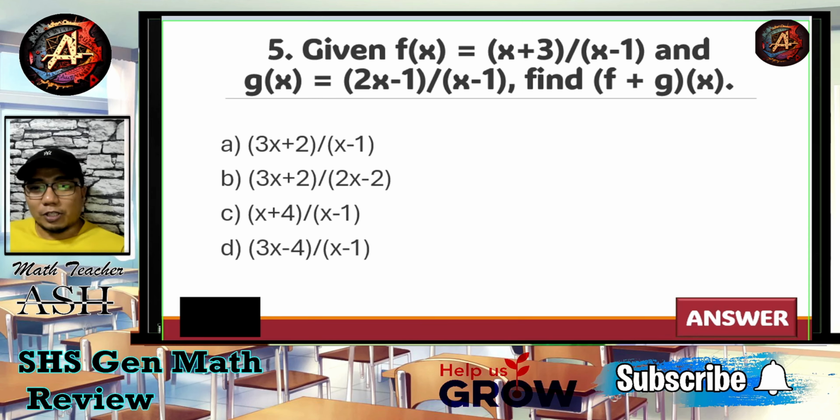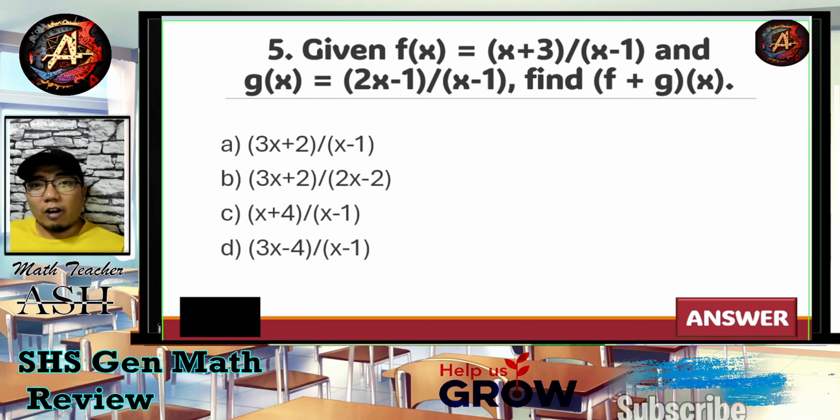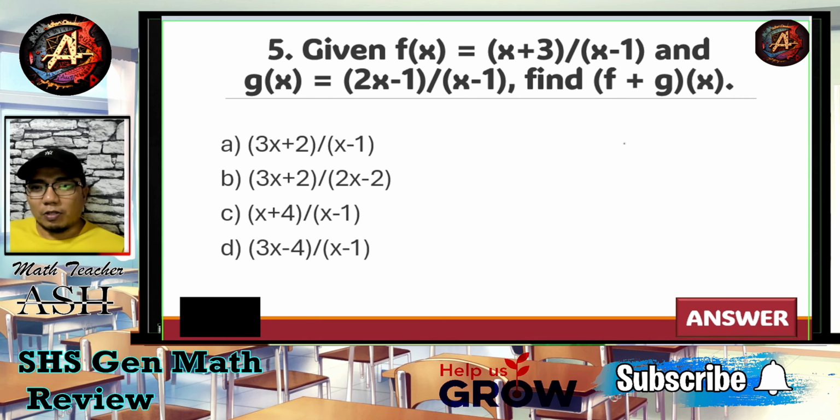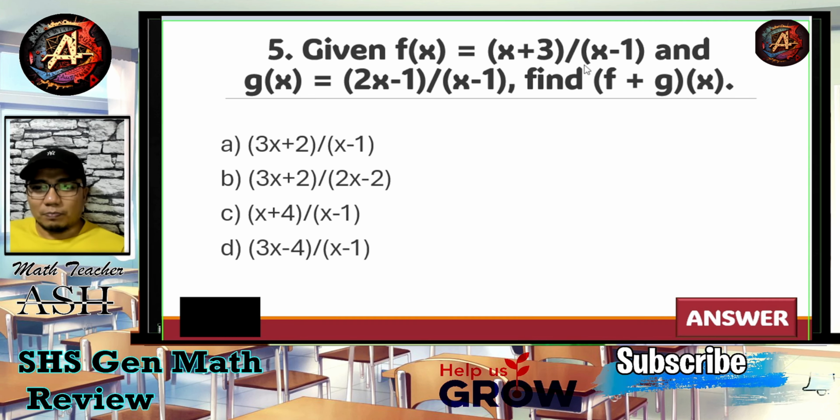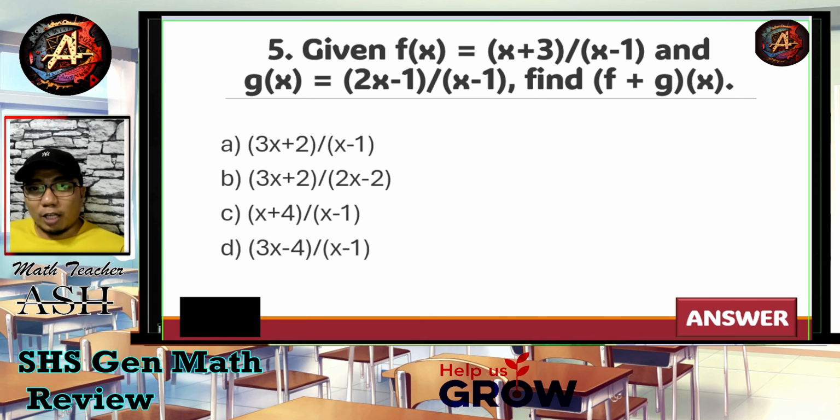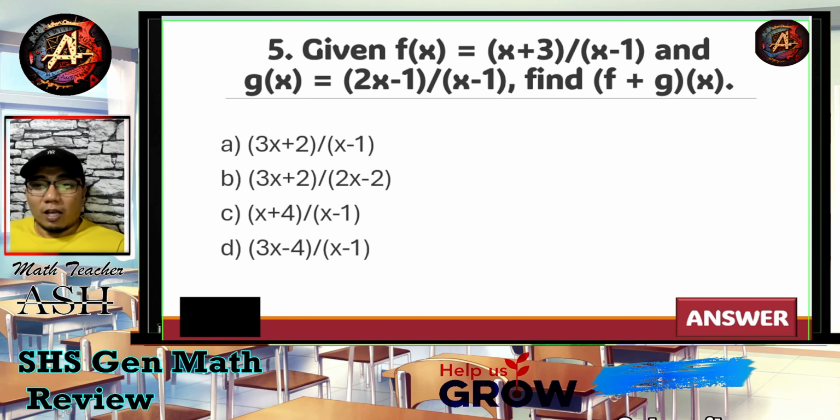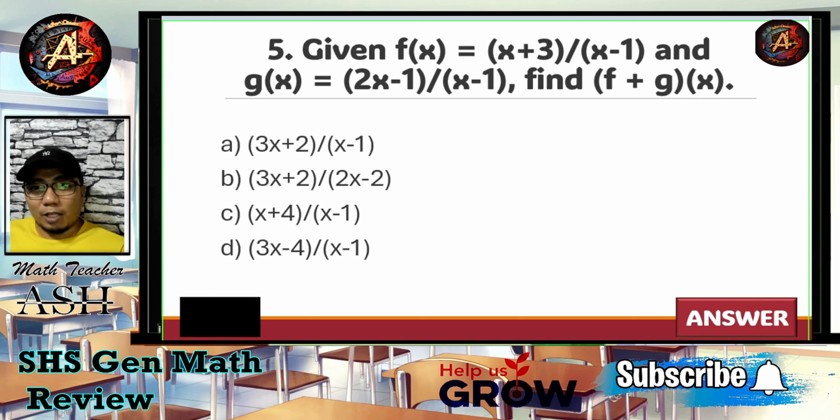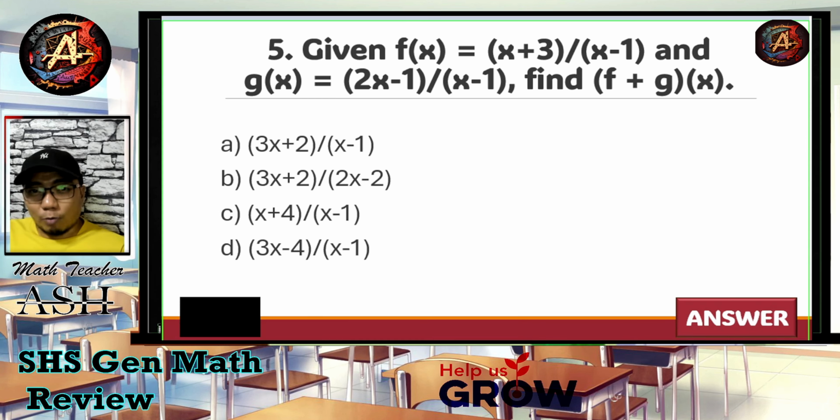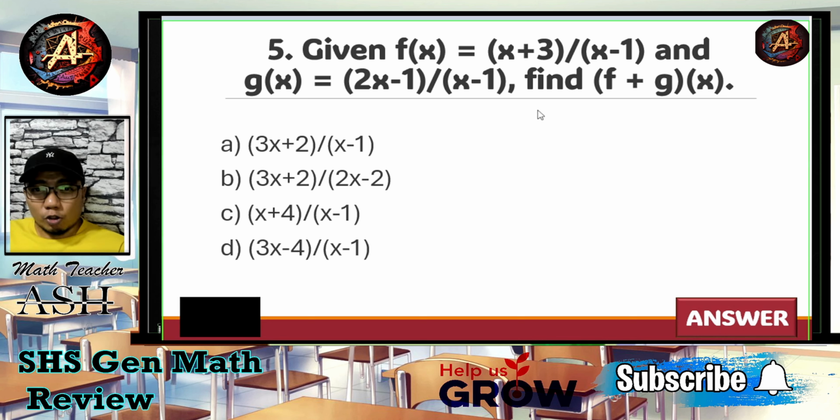Okay, my dear math learners, as you can see, the given two functions, f of x and g of x, are expressed as rational expressions, meaning they are fractions. So there is a denominator, and the denominator of both functions is the same, x minus 1. Of course, applying what we learned in adding fractions, if you have the same denominator, you just copy the denominator and add the numerators. So by copying the denominators, our denominator would be x minus 1. So letter B is already wrong.